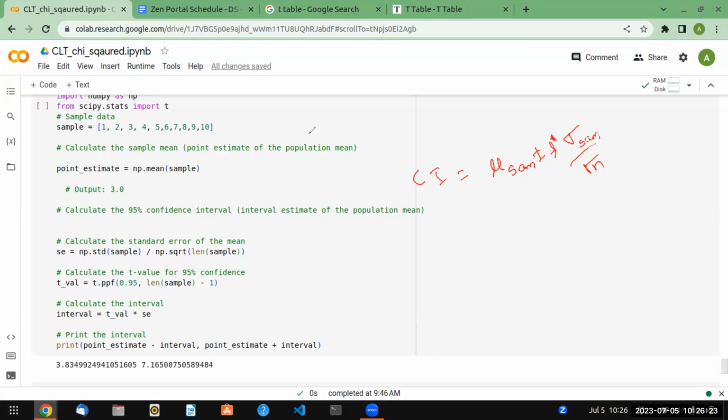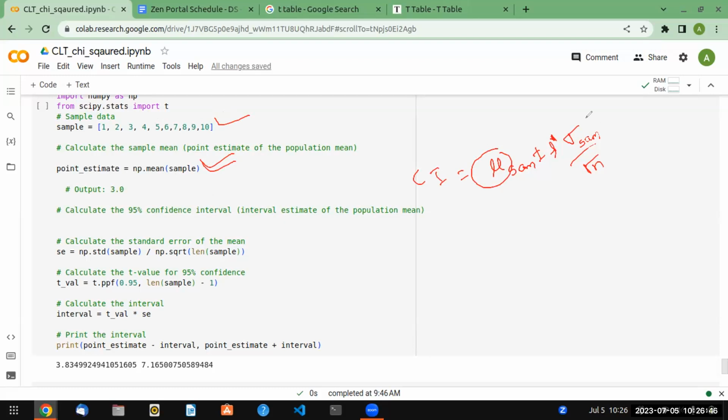Let's see what we are doing here. This is my sample. I calculate the sample mean here, right? This part, the sample mean. How to calculate? numpy.mean and pass the sample data. Clear this one? Now if you see, calculate the 95% confidence interval to estimate the population data.